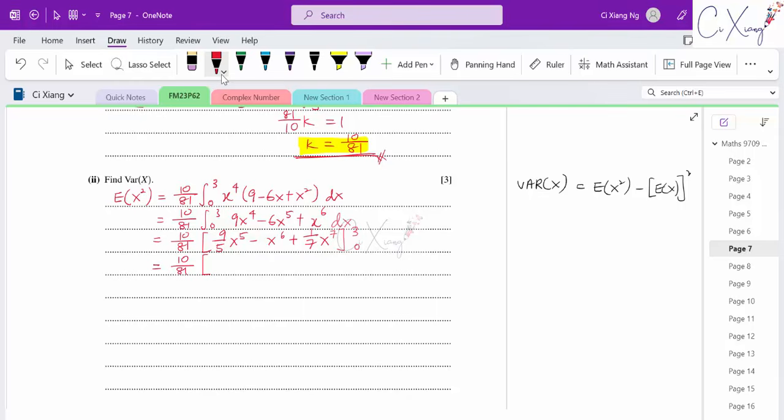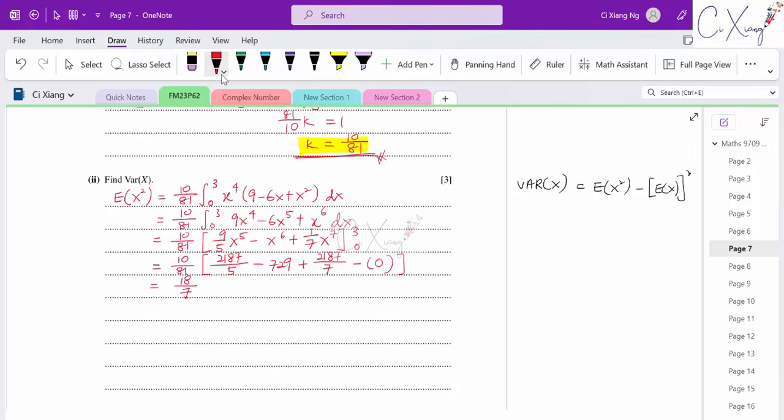Okay, simplify the value. First one, I substitute the 3 into the whole equation here. I will have 2187 over 5, then minus 729, then plus 2187 over 7. So this is the value when I substitute 3 into all the terms here. Now I want to substitute 0 into all the terms here. I will get a 0. Then just simplify the answer. I will get 18 over 7.